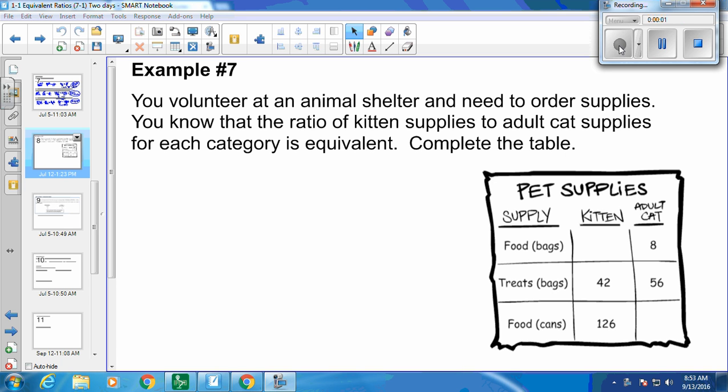Hello, here we are continuing our notes on equivalent ratios 1-1. This is day 2. We left off around example number 6. I would like you guys to just go ahead and give example number 7 a try. Pause the video, come back, and it will be all set.